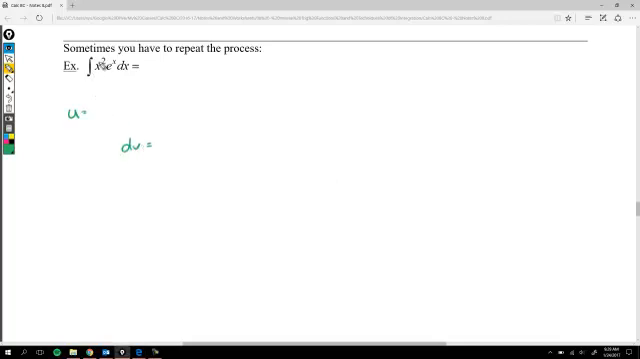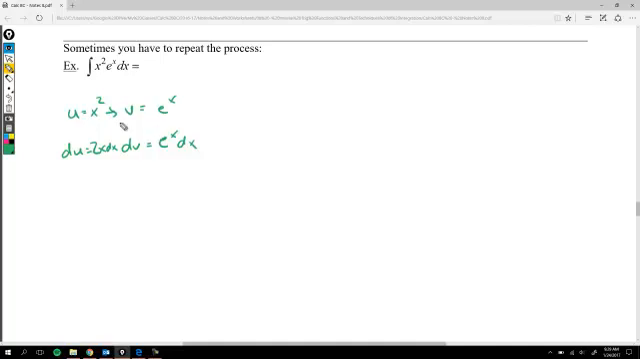Right, so for my u, again, I'm going to pick something easy to differentiate, something that will eventually go down to zero if I take the derivative enough times. I don't want something cyclical here, right? So for dv, I pick e to the x dx. The integral of e to the x dx is e to the x, very easy. The derivative of x squared is 2x dx.